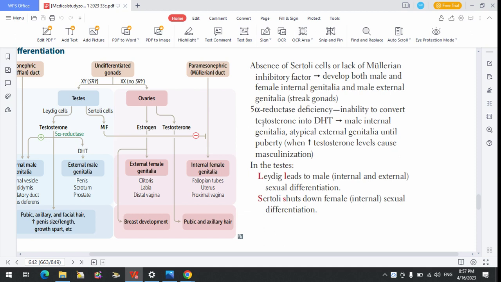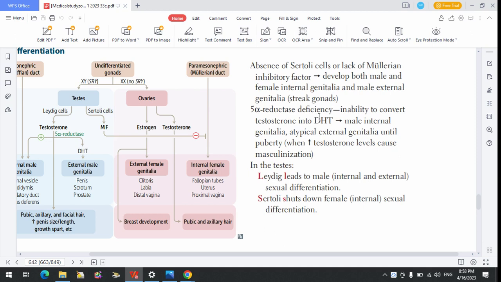Thank you. 5 alpha reductase deficiency is another very important one. They test this one a lot. So the problem here is just that 5 alpha reductase is not present to allow conversion of testosterone to DHT. The only relevance of DHT is in the early, pre-pubertal development of the external genitalia. So before puberty, the external genitalia of that person will be atypical. That male will just have the external genitalia of a female.